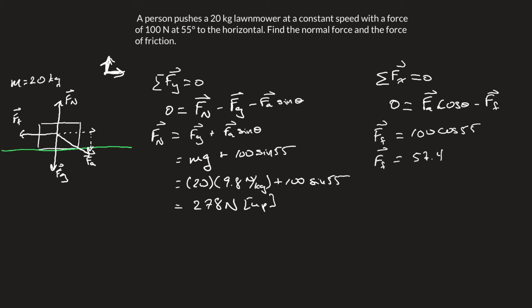57.4 newtons. Looking at my diagram, that's going in the backwards direction. So Fn, 278 newtons up, Ff, 57.4 newtons back.